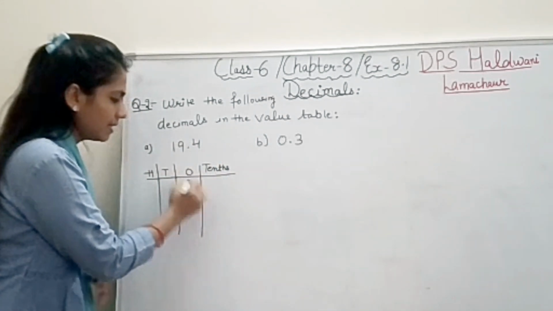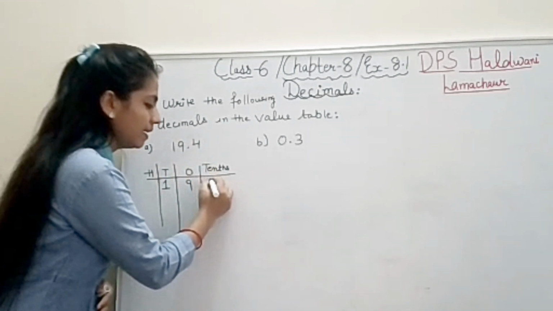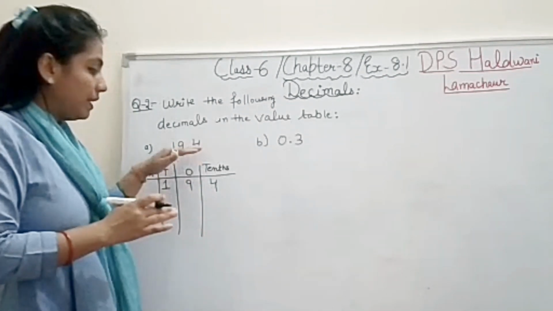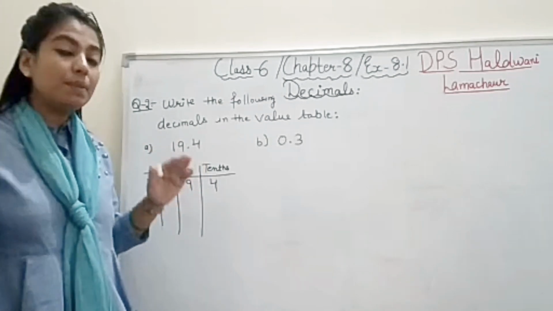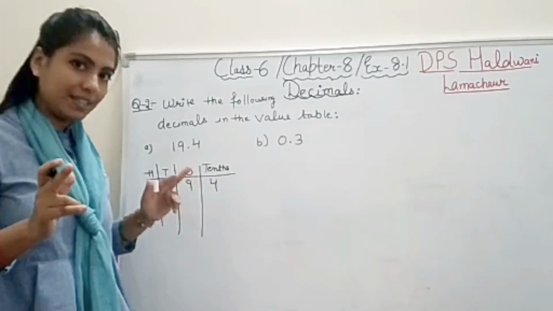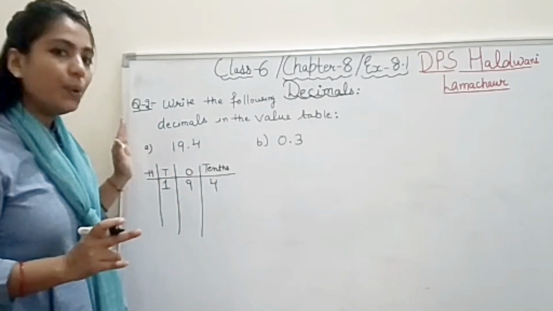So put the values in the value table. 9 is in the ones place. In the tens place there is 1. And 4 is in the tenths place. We just have to write down the number in the place value table. You are not supposed to write the place value for these numbers. There is a difference between them, right? So this is question number 2 A part.